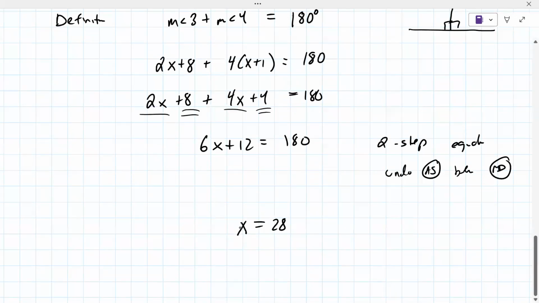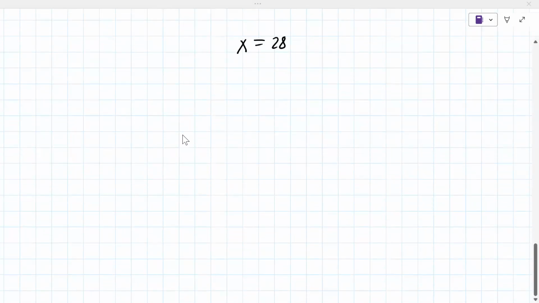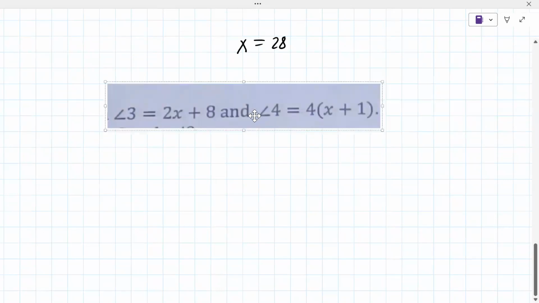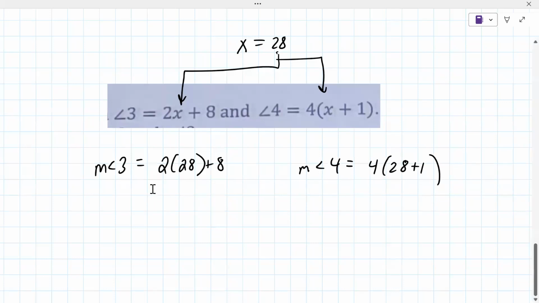All right, so let's check it. The way we're going to check this is to put it back into these two equations and see if the results give us what we expect. Your teacher is hoping that you will do that on your test or quiz. So 28 is going to go in there and in there. The measure of angle 3 is 2 times 28 plus 8. The measure of angle 4 is 4 times 28 plus 1. Could you calculate both of these for us, please?